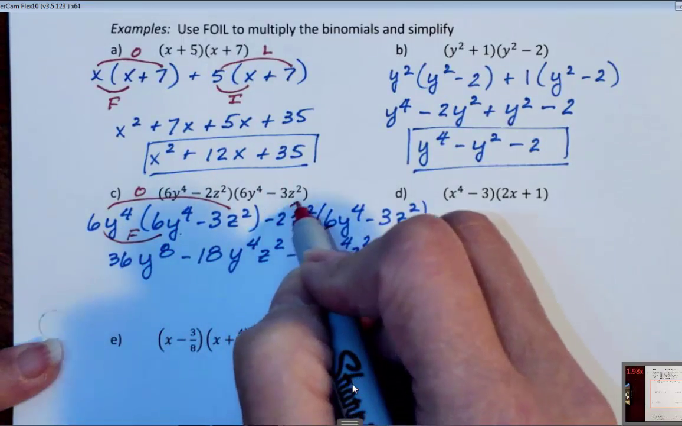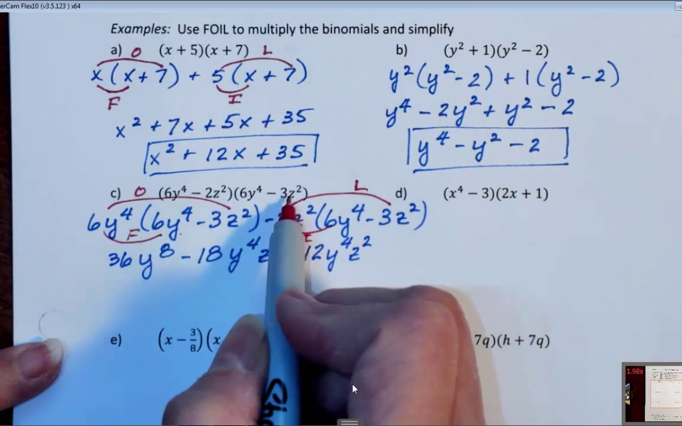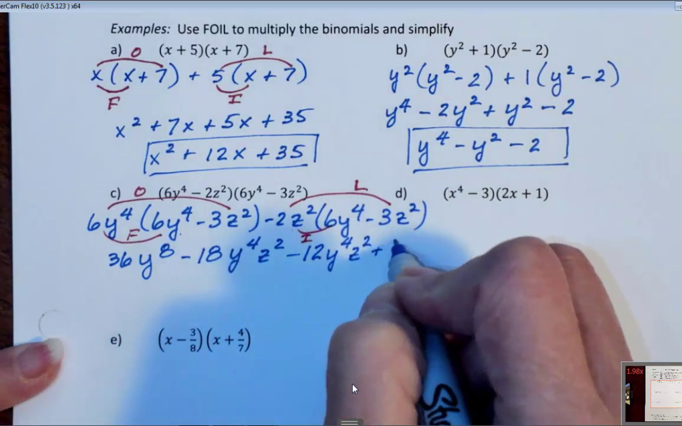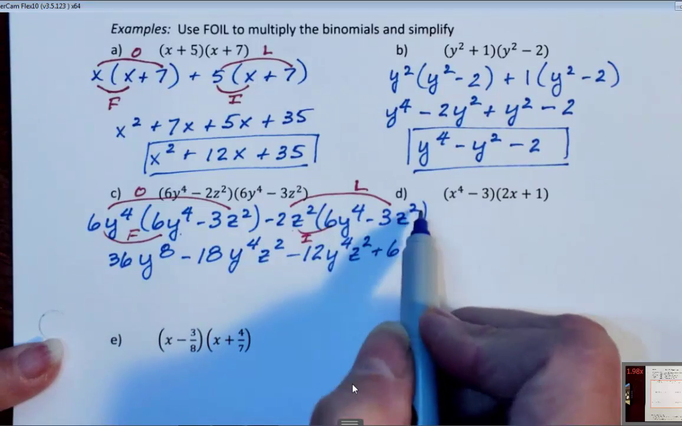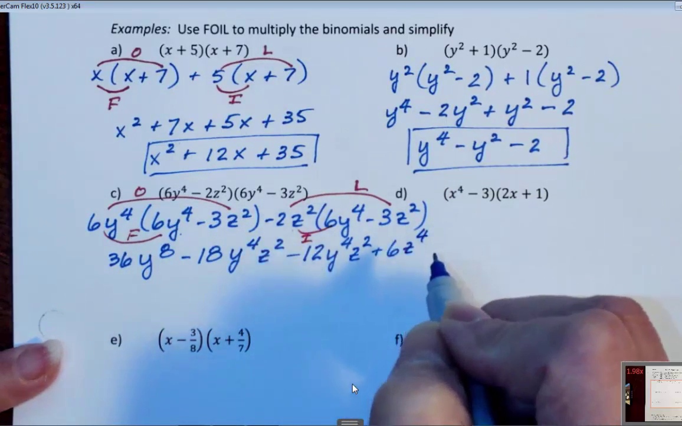And now I'm going to multiply my last terms. So 2z to the second times negative 3z squared. So that becomes a positive 6. Now I do have the same base. I'm going to add my exponents, which gives me z to the fourth.